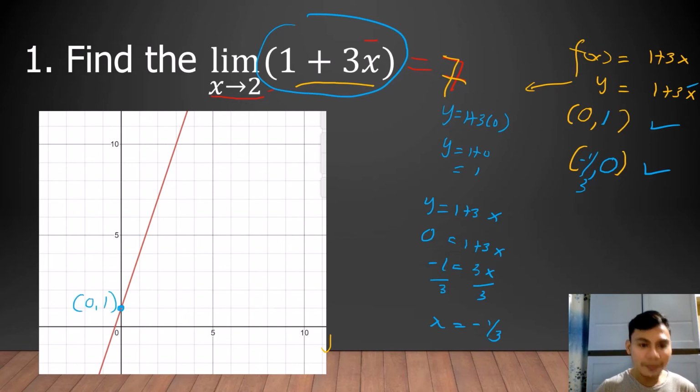0, 1. Okay? We have negative 1 third and 0. So, saan ang part na negative 1 third? This is 1. So, 1 half, 1 third. Okay, so ito. This is negative 1 third. This point is negative 1 third, 0. So, we have 2 points. Again, if i-connect natin siya, the same line lang po ang makukuha natin.